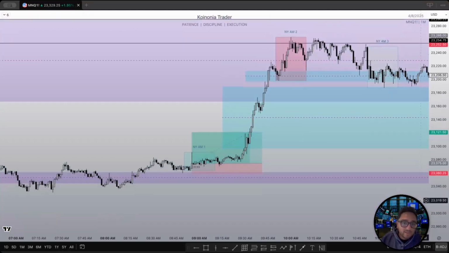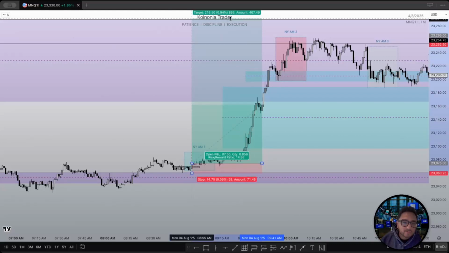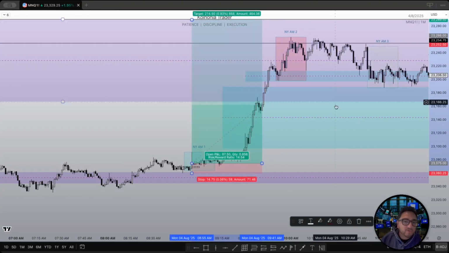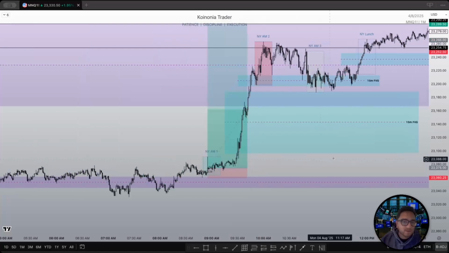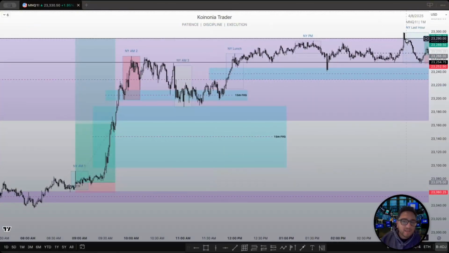And if you had held that all the way to the draw on liquidity, that would have been a 1 to 14.5 risk to reward. So once you hit your 1 to 2, you put your stops to break even on your runner and you just let that thing go. And as you can see, that hit at the very last hour there for a 1 to 14.5.